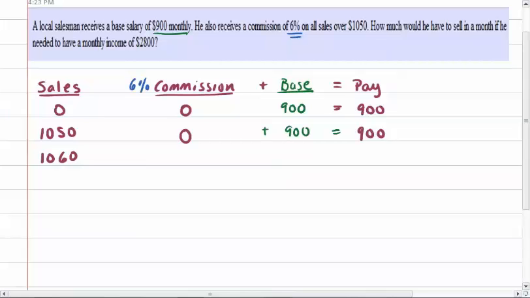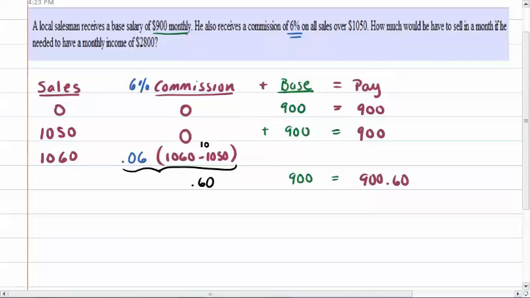So what you're going to get is 6%. Now remember, you have to work with a decimal. You're going to take 6% of $10 basically. Now where that $10 came from was the 1,060, but you had to subtract the 1,050, which amounts to $10. If you do that math, you come up with a whopping 60 cents here. So if you take 0.06 times $10, you get 60 cents. You still get your base pay of $900. So now we get $900.60.